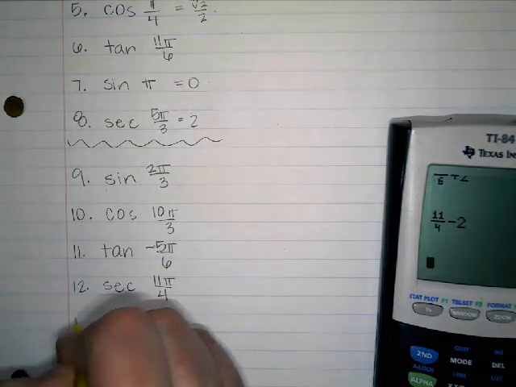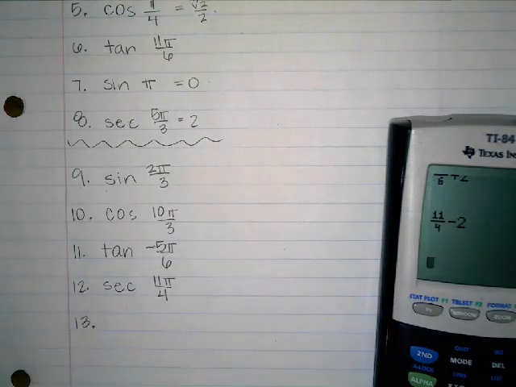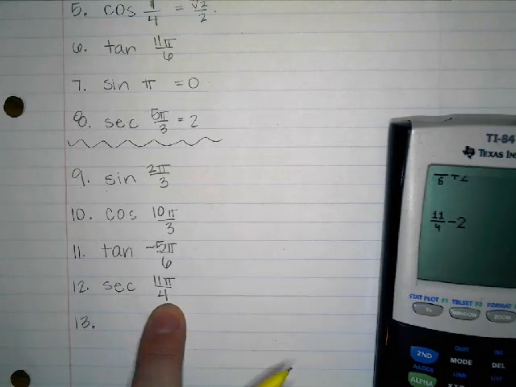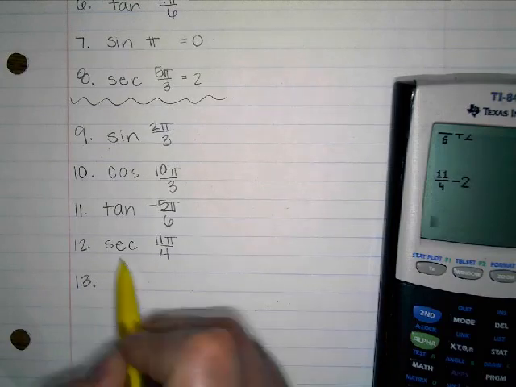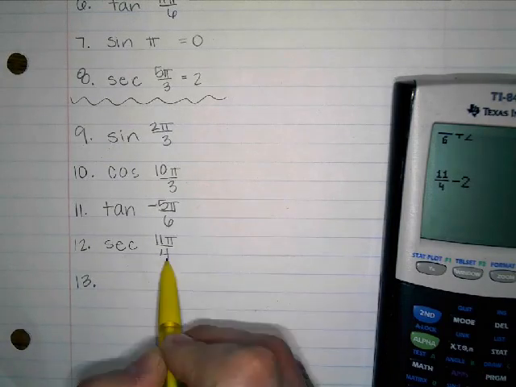Secant. Why are you cheating, Dennis? What was the answer? You tell me. So it's secant. So you're going to take the x coordinate and flip it.